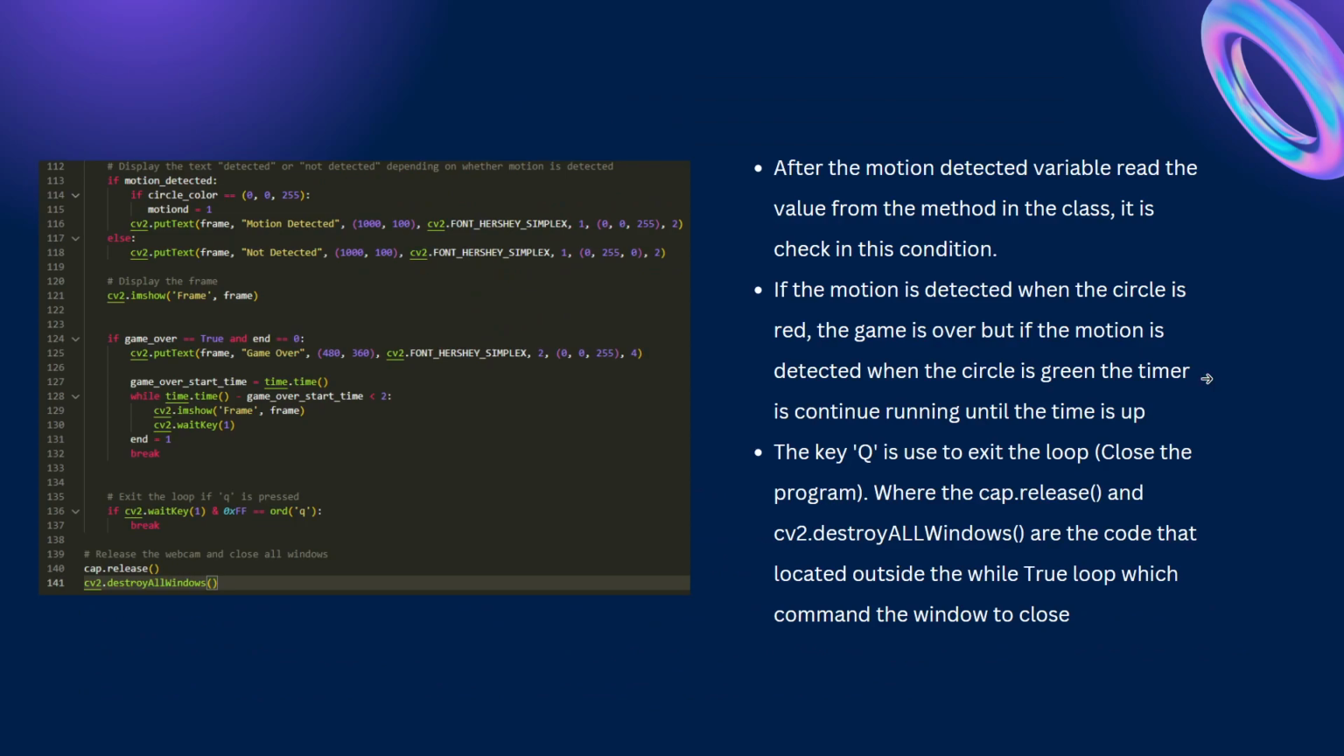For the last part of the code, after the motion detected variable reads the value from the method in the class, it is checked in this condition. If the motion is detected when the circle is red, the game is over. But if the motion is detected when the circle is green, the timer continues running until the time is up. The key Q is used to exit the loop, which closes the program, where cap release and cv2 destroy all windows are the code located outside the while true loop, which commands the window to close.